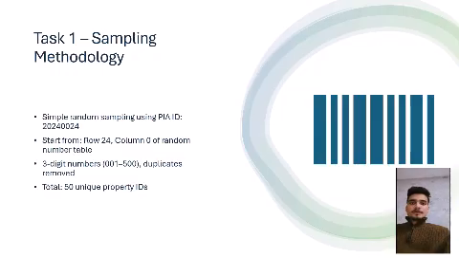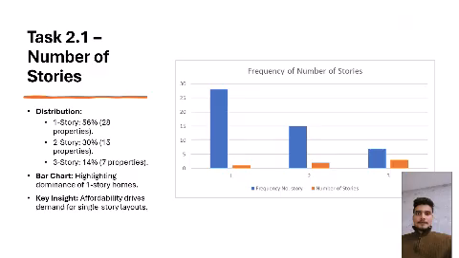Starting from row 24 and column 0 of a random number table, we followed a systematic approach: three-digit numbers were selected within the range of 001 to 500, aligning with the total property population. To maintain the integrity of the data, we excluded duplicates, ensuring all the property IDs were unique. Through this process, we successfully compiled a random sample of 50 unique property IDs, which formed the basis for our analysis. To sum up, this method eliminates selection bias, making our results more representative and reliable for statistical inference.